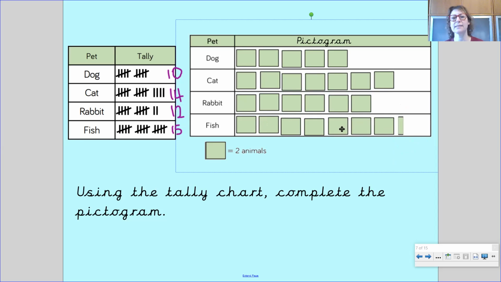2, 4, 6, 8, 10, 12, 14. And I can see I haven't got 2 there. I've only got 1 there. So that's 15. We're going to look at that one a bit more here.